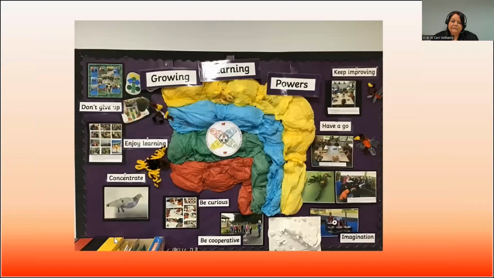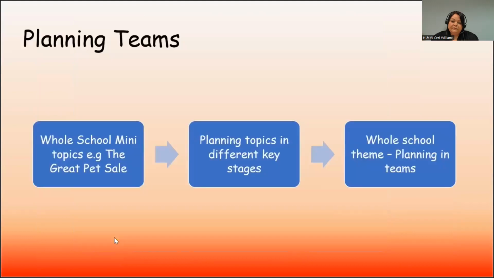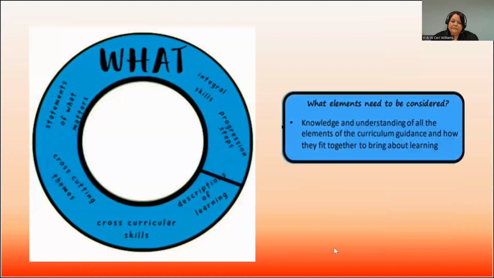Being able to talk about how we learn best has been developed through the use of learning powers, and this is integrated into the curriculum planning. Collaborative planning amongst teachers has grown in our school, and as you can see, we now plan in teams and have a termly whole school theme. So what elements do we need to consider when planning our curriculum? And what are our processes to address these?